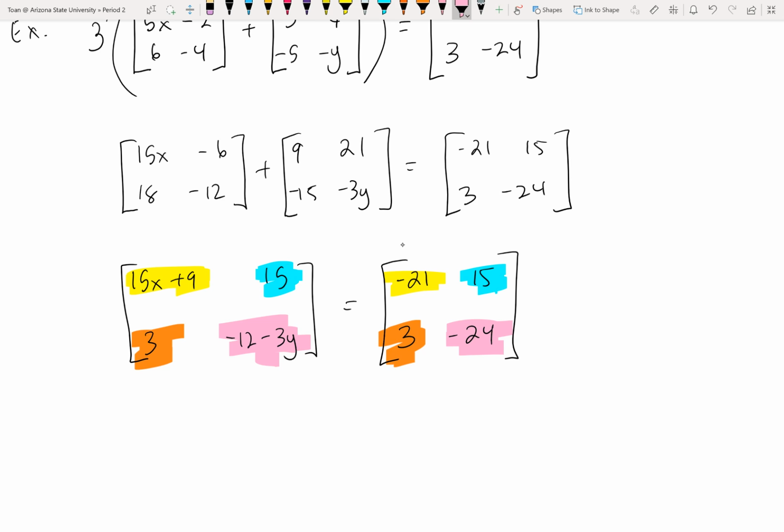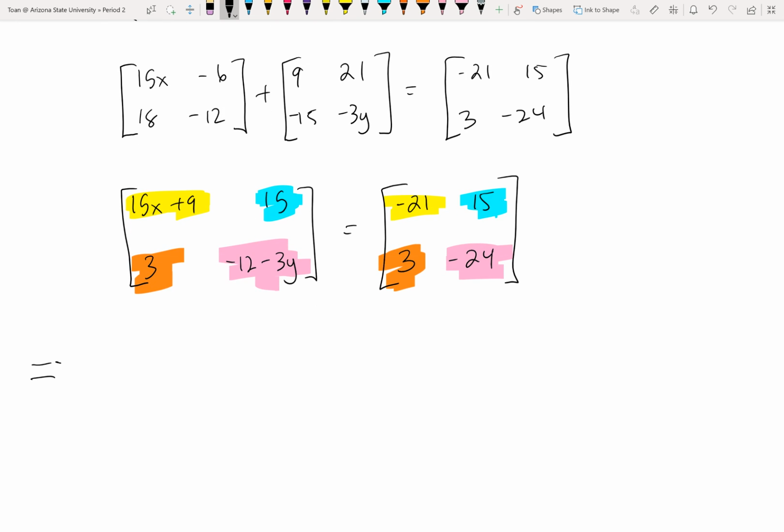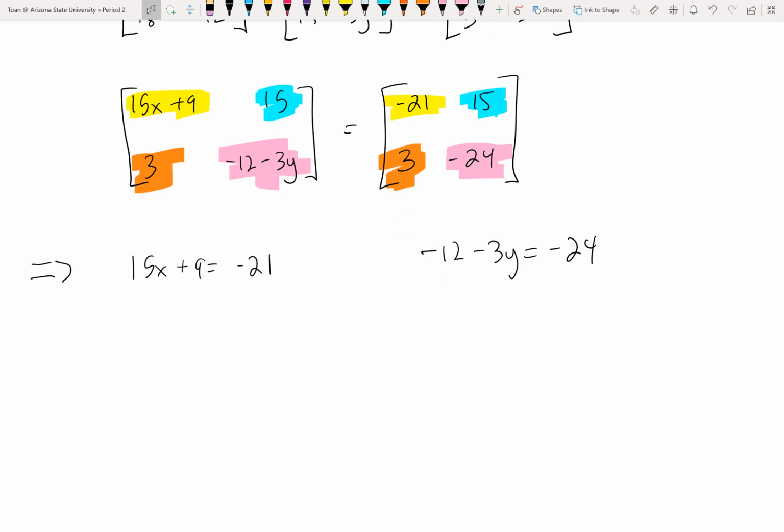So if our goal is to solve for x and y, do you agree that I only care about the top left and the bottom right? We only care about the yellow and the pink. So when it comes to writing out the equations, you don't need to write 15 equals 15. That's useless. Go ahead and write out 15x plus 9 equals negative 21, and then negative 12 minus 3y equals negative 24. What do you know? It gives us two smaller, easier equations to solve. So we're home free. Just solve for x and y, and we're done.